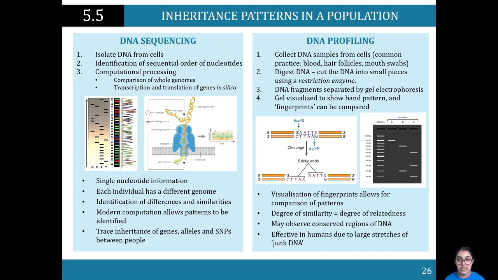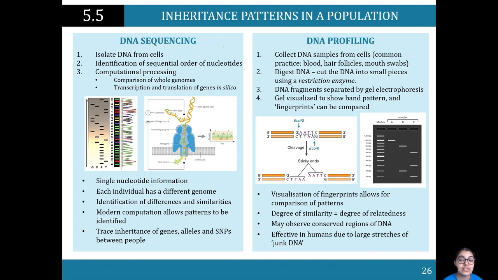The first one is DNA sequencing. And how does that occur? With DNA sequencing, we begin by isolating DNA from cells. We get its sequential order of the nucleotides, because that's what makes a DNA unique. It's those nucleotide pairings. And then we put it in a computer, we process it, and we can then compare whole genomes of individuals. And we can also conduct transcription and translation of genes in silico.